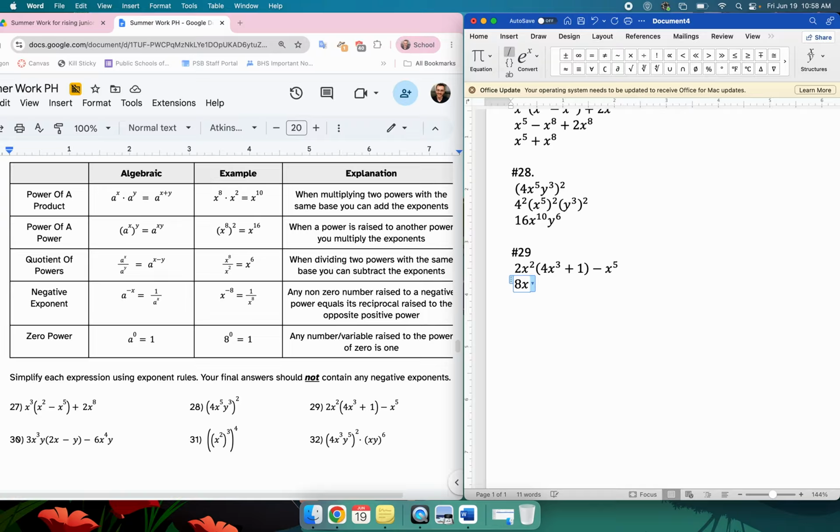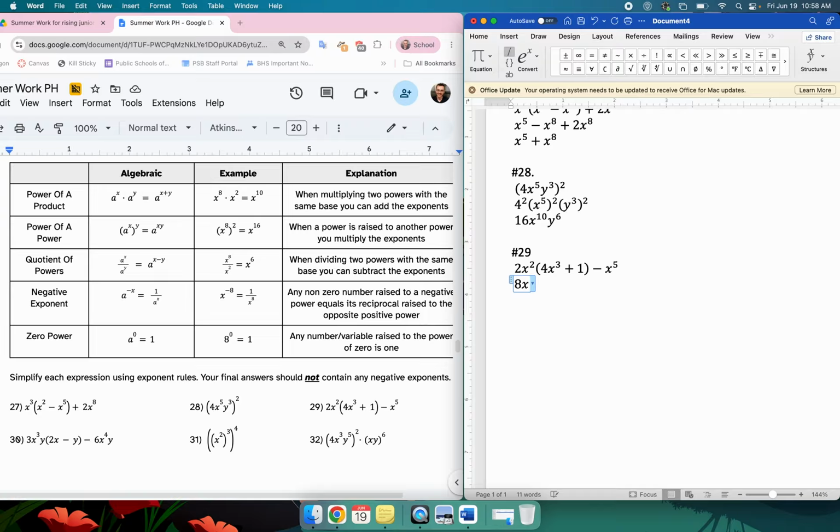Number 31, we have a power of a power of a power, x squared to the third to the fourth. You're just going to repeatedly use this rule here, power of a power, which tells you that when you have one power raised to another, you multiply the exponents. So, you could do this one at a time. It's x to the 2 times 3 times 4, which is 24. You could think of it this way: 2 times 3 is 6, and then 6 times 4 is 24. Or 4 times 3 is 12, times 2 is 24. It doesn't make any difference.